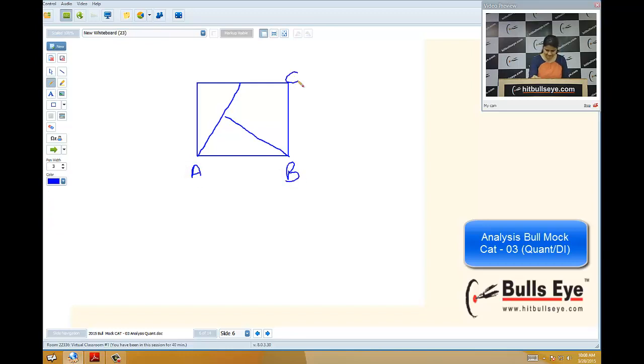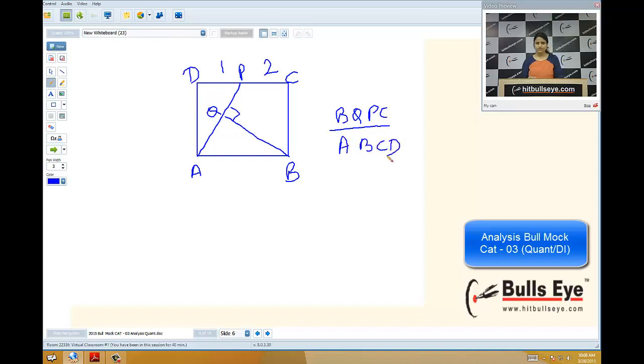ABCD is a square, P is a point such that DP to PC is 1:2, and let BQ be perpendicular to AP. We want to know the ratio of the area BQPC divided by the complete thing.